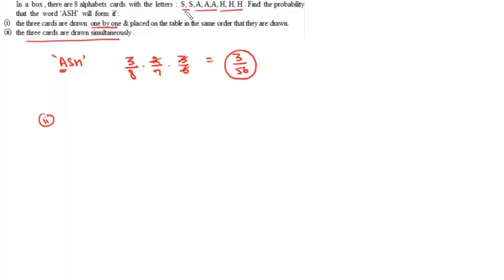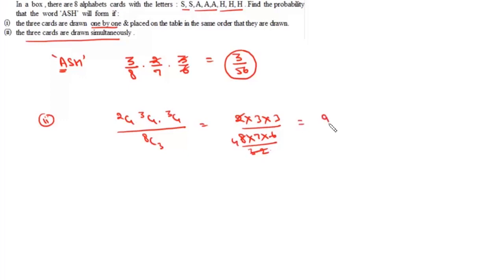Now if we come to the second case, when 3 cards are drawn simultaneously, in this case we need to choose any one out of these 2 S's, so it will be 2C1, any one out of 3 A's, so it will be 3C1, and any one out of 3 H's, so there will be 3C1, divided by 8C3. Now this is 2 into 3 into 3, and there will be 8, 7, 6, and this is 3, 2 and 1. So in this case, this 6 will cancel. Now it will be 4, so there will be 9 by 28.